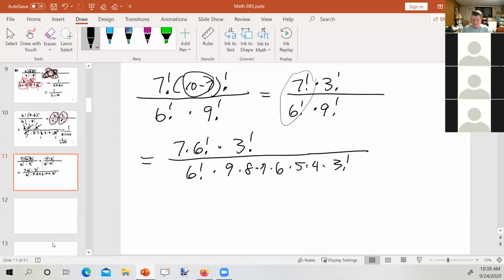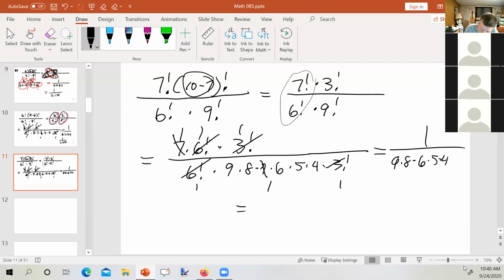Okay. So now I can reduce out the 6 factorial on top and bottom, the 3 factorial on top and bottom. Keep in mind, they're not canceling, they're reducing, so there's still an implied or an actual 1 there in the place of it. Well, now I can take the 7 on top and the 7 on the bottom and reduce those down. And I've got 1 over 9 times 8 times 6 times 5 times 4, which is 1 over, calculator time, 9 times 8 times 6 times 5 times 4, and I get 8,640. And again, I did it kind of the longer way, but if I'd done it the other way, I would have gotten the same answer.